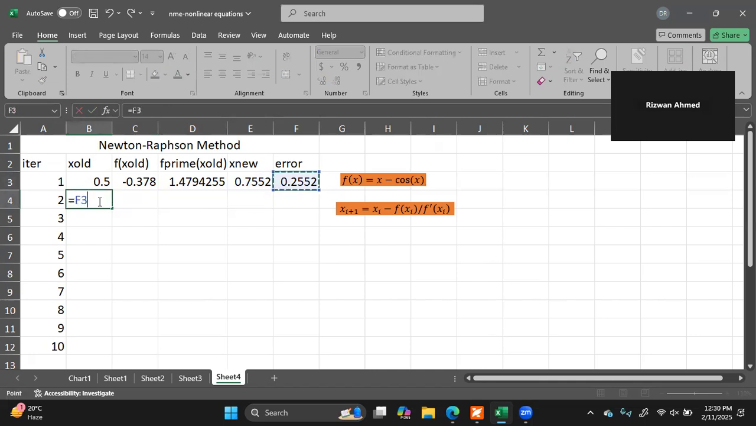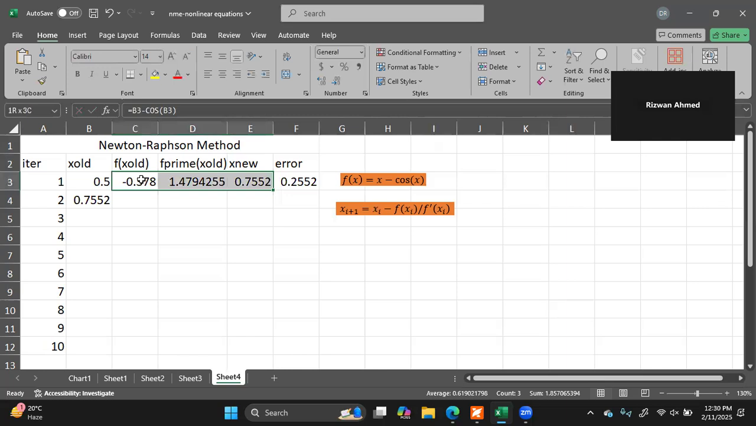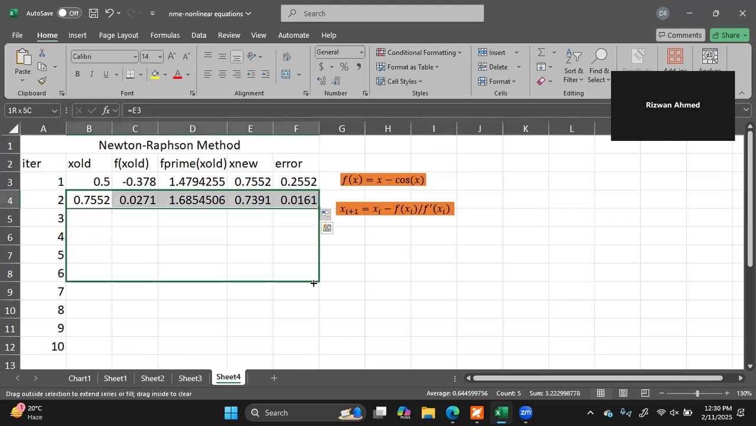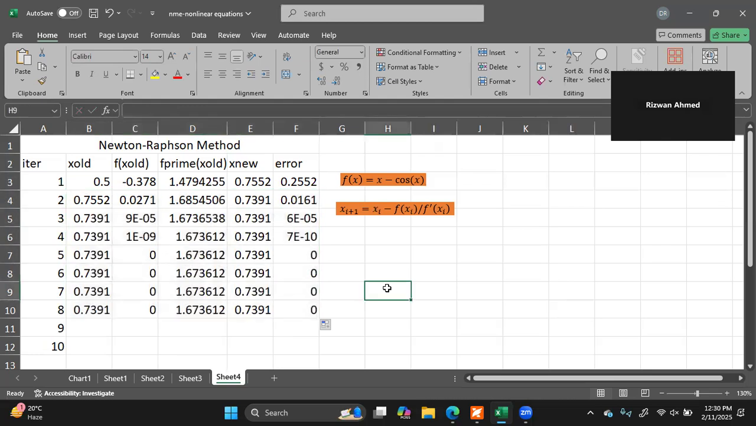So I get this value from this cell, and then perform the calculation. So I can compute the derivative and the function value here, and then the new value will be calculated for the next iteration, and then the error calculation. And then I have to repeat that for the next iterations. And here we go. Behold, the solution has been achieved.